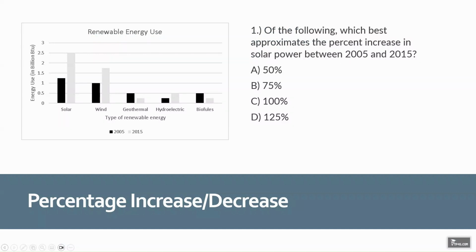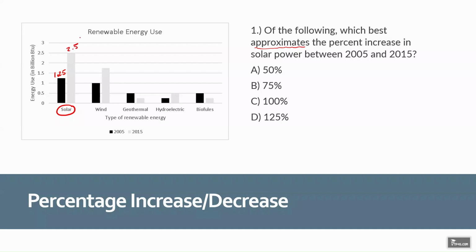So here's question number 1. Please pause it, try it for yourself. All right, let's look at it together now that you've had a chance to do it on your own. This question says, what's the percent increase in solar power? So we're looking between 2005 and 2015. From the black to the light gray, 2005 looks like 1.25. I do have to kind of eyeball it, but that's okay because it does say approximates. So if it's not perfect, it should just be very close. And let's see, the 2015 is at 2.5.